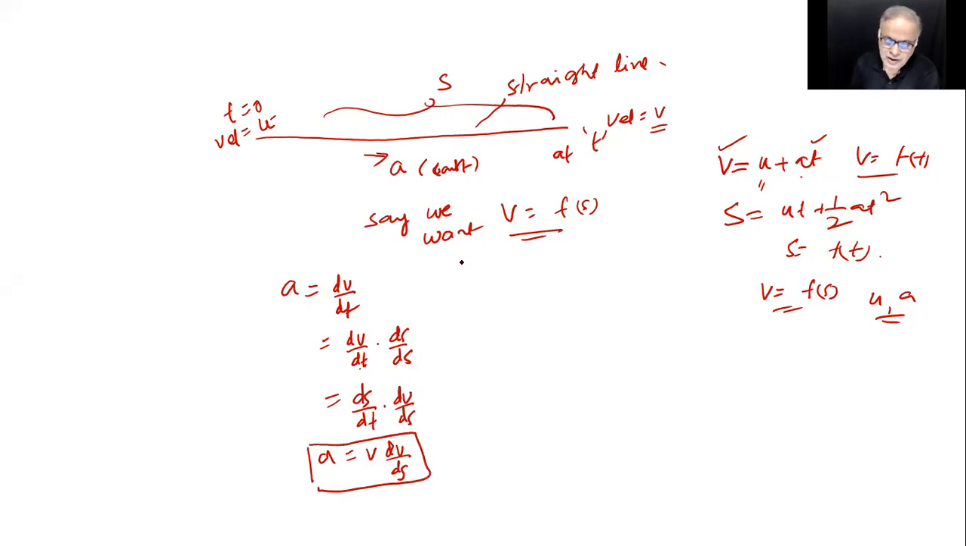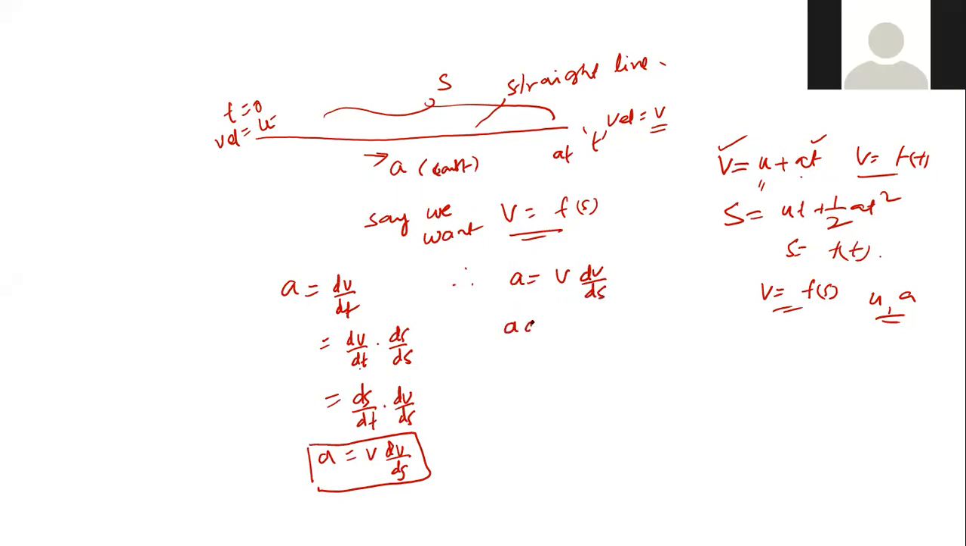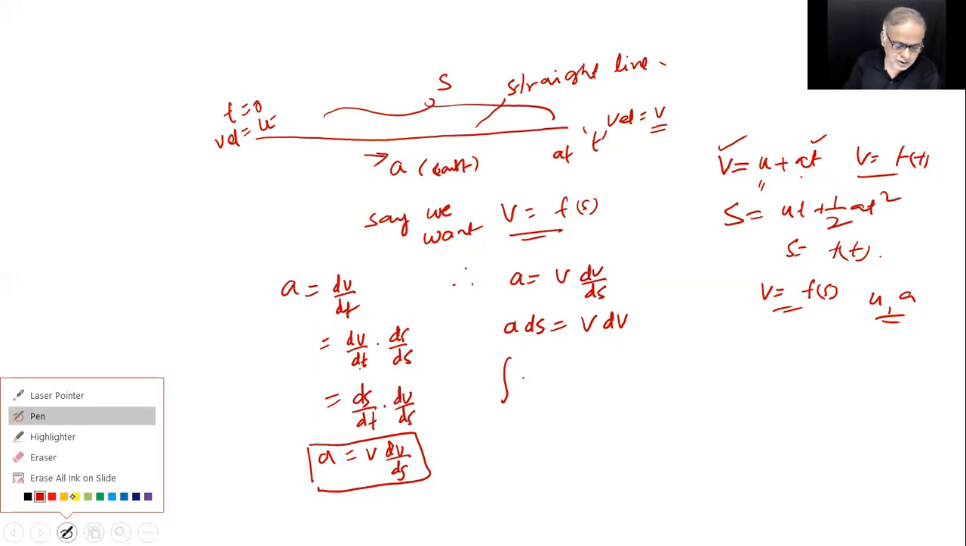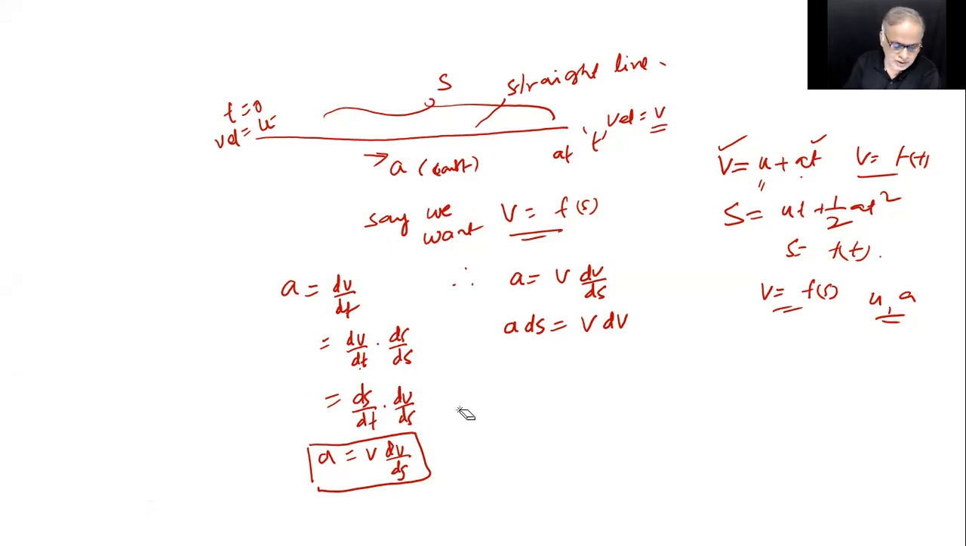Therefore, when you write A equals V dV by dS, take this dS to this side. A dS equals V dV, because I want to have the function V dV here and dS here. If you want, you can write V dV on the left hand side, it doesn't matter actually. But V dV equals A dS.